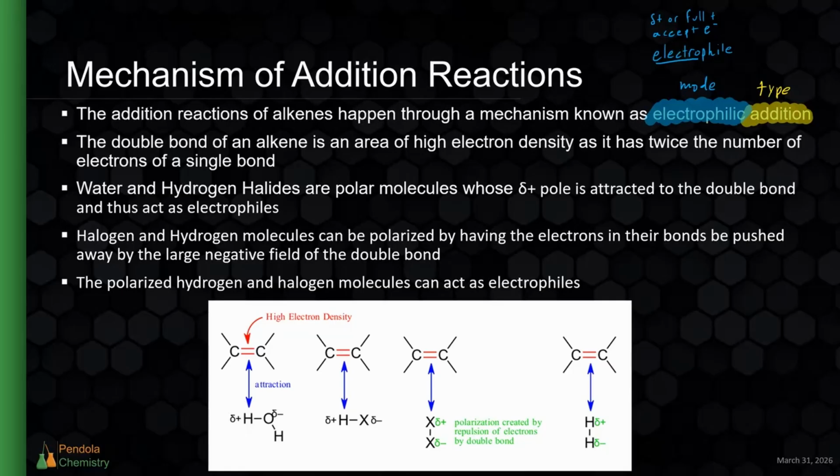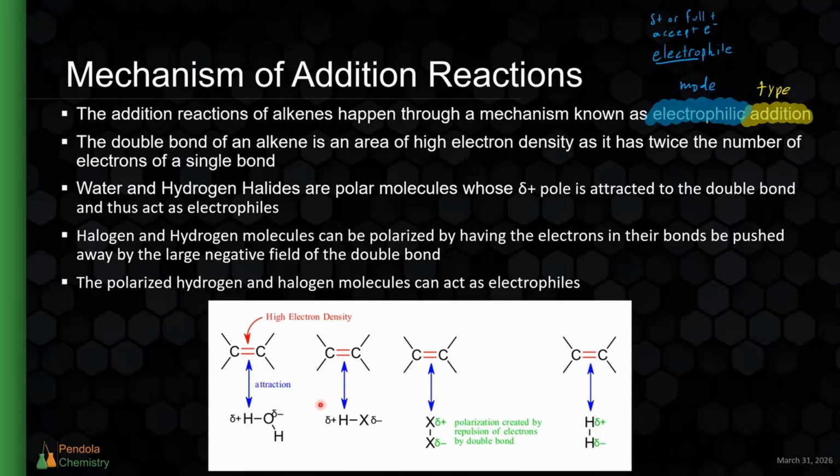And what does a double bond have a ton of other than negative charge? Remember, we talked about earlier how a double bond is an area of high electron density. It has twice the number of electrons as a single bond. So there are 4 electrons in a double bond. Makes it very negative, makes it have a lot of electrons, right? 4 electrons. So that area is very negative, meaning that electrophiles are going to be very attracted to that double bond.